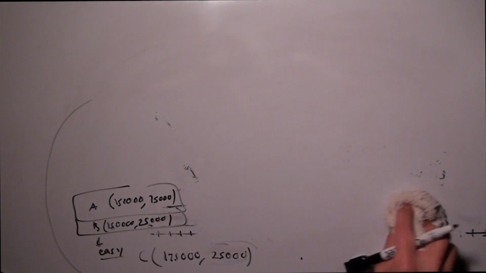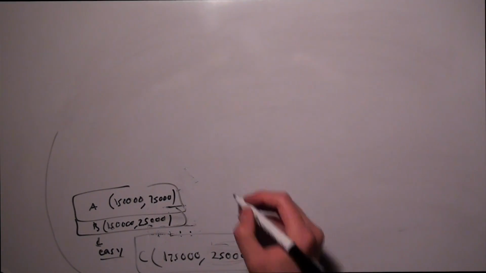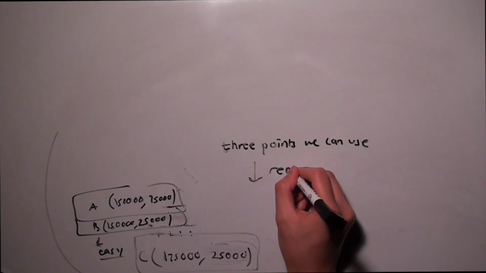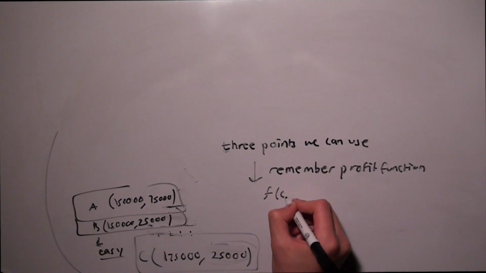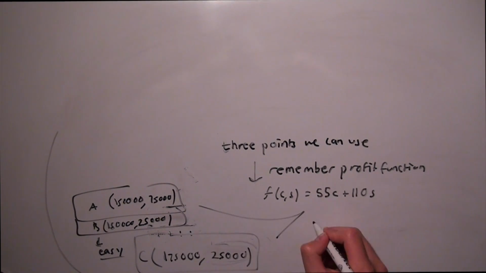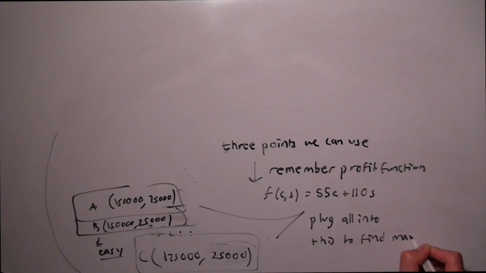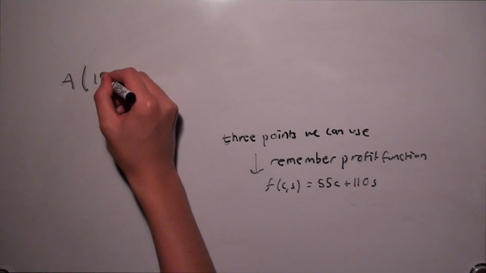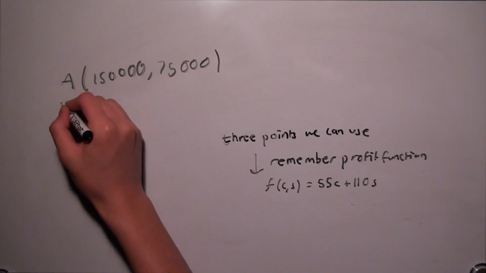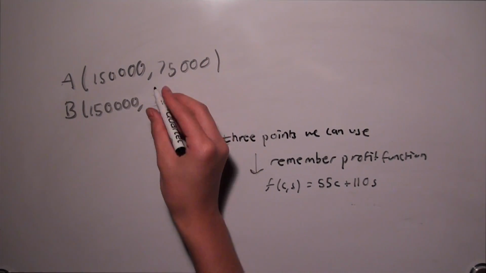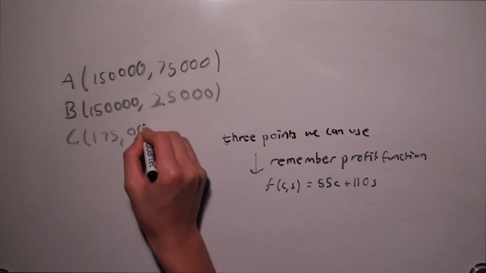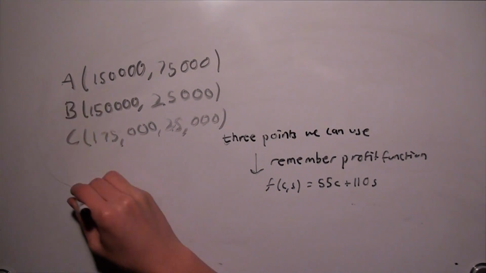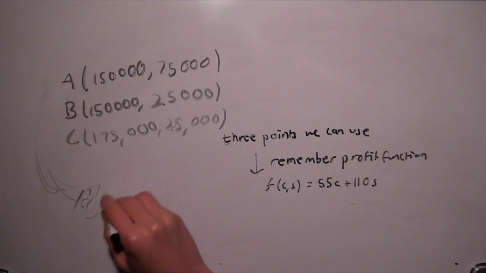So there you have it, America. We have our 3 points that we can use, 3 points to rule them all, or more accurately, to plug into our profit function, because we can't forget this. We still have to plug it into our profit function of 55C plus 110x. By doing this, we will find which values generate the most profit and recommend to Nike which quantities would suit them best in order to earn the most. So just to review, we have point A at 150,000, 75,000, point B at 150,000, 25,000, and point C at 175,000, 25,000.